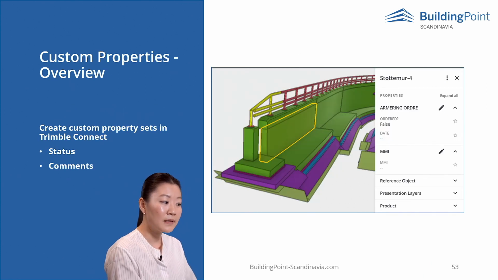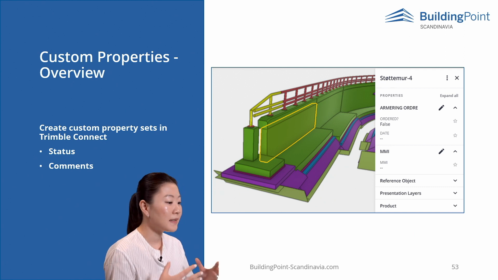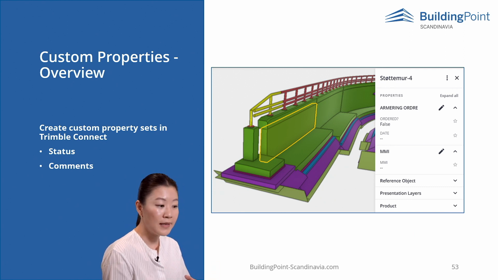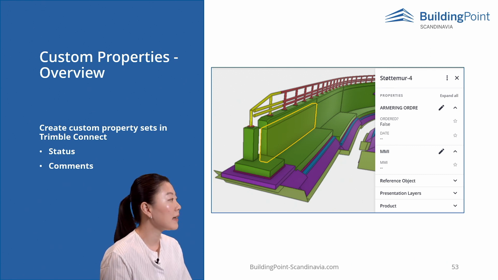And last, custom properties. Since different groups have different needs for information, you can create your own property sets in Trimble Connect. In this way, you don't have to go back to the original authoring tool to add properties and export it again. For example, the planner can create a property set about material status and connect it to the work package.